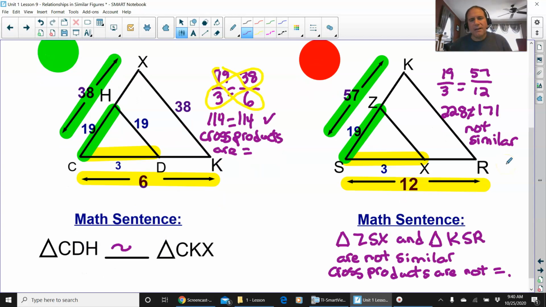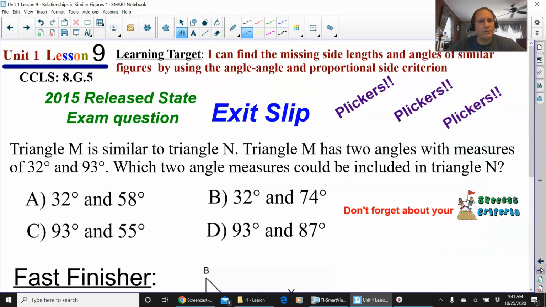And there you have it. I matched up 19 over 3, the smaller triangle, and I took the larger triangle, 57 over 12. I cross multiplied. I found that 228 does not equal 171, and that's it. And I wrote my math sentence. Triangle ZSX and triangle KSR are not similar. The cross products are not equal. Justifying my answer and everything like that. That's how you do those two problems.